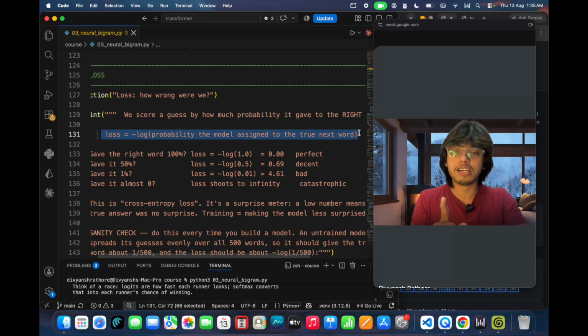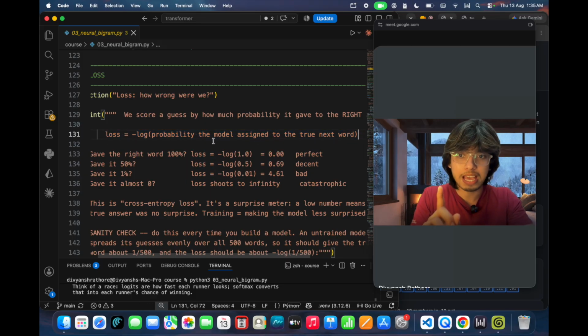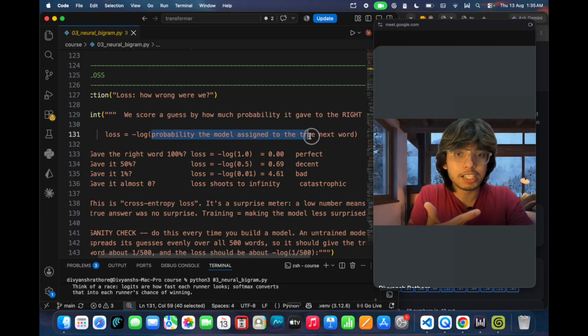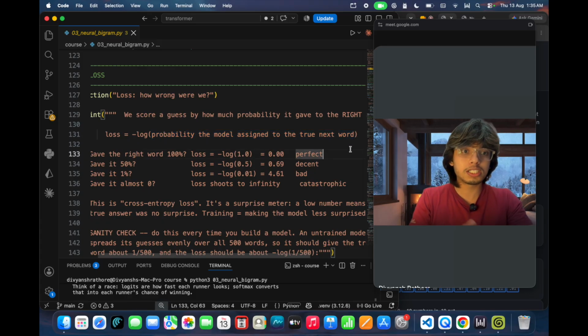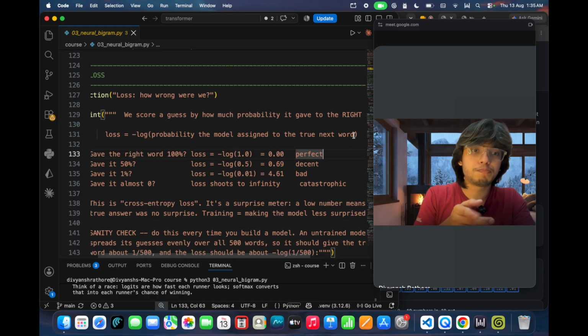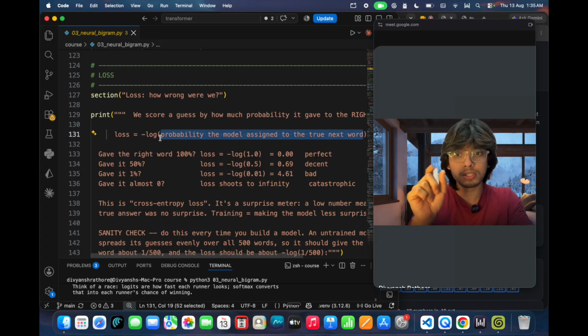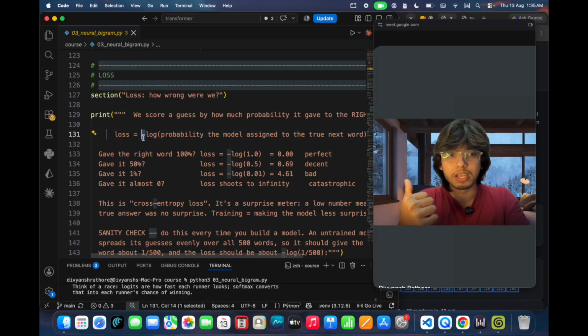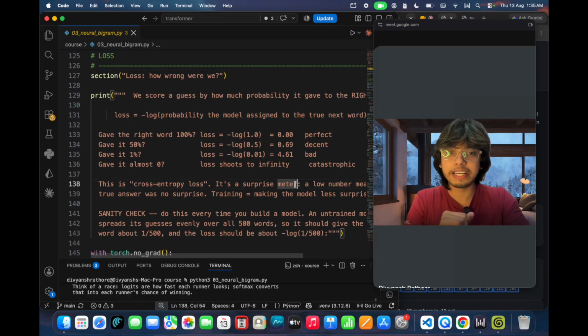Just read this line. So loss would be negative of log of the probability the model assigned to the true next word. So we know the target values. We already built our training examples. So I'll ask what probability you assigned to the correct word. I'll take that value, put that into the log function and take the negative. Now, why are we doing this? I'll make it clear right now.